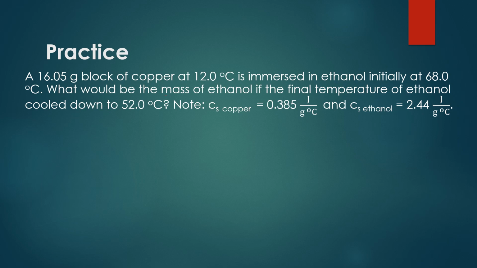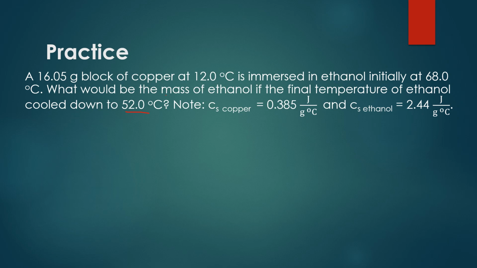It gives us the mass of the copper, the initial temperature of the copper, the initial temp of the ethanol, and also the final temperature of the ethanol. Now notice it says the final temperature of the ethanol is cooled to 52 degrees Celsius. That is specifically the temperature of the ethanol, but since this is a heat transfer, that is also going to be the final temperature of the copper as well.